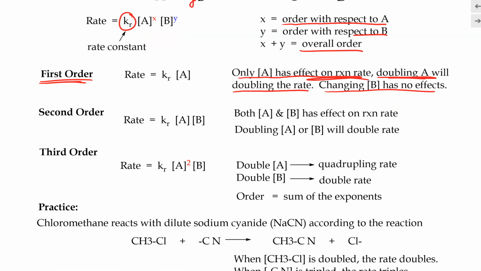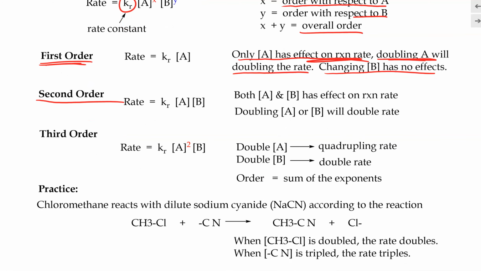And a second order reaction is one in which both A and B have an effect on the reaction rate. And doubling either A or B will double the reaction rate. So in this case, the rate equals k multiplied by the concentration of A multiplied by the concentration of B. So both A and B contribute to the rate of the reaction. That is said to be a second order reaction. Again, this is the first power and this is the first power. So when we add both together, this equals 2, and therefore it is a second order reaction.